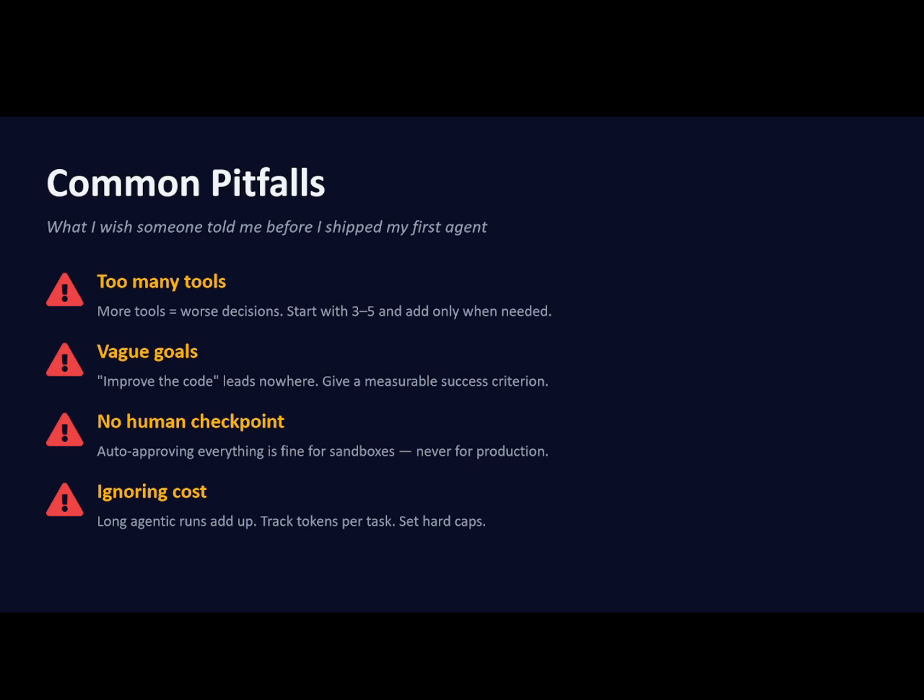Pitfall 4. Ignoring the cost. Long agentic runs burn tokens fast. Track tokens per task. Set hard caps. I've seen people get a 4-figure bill from one misconfigured loop.